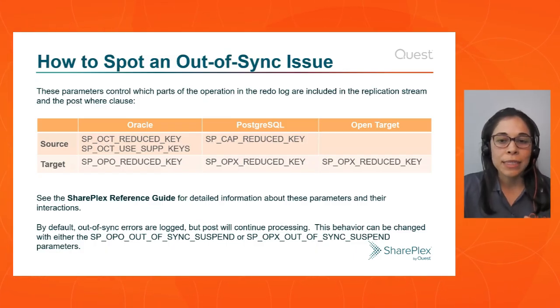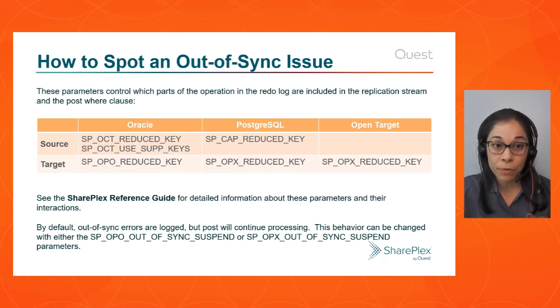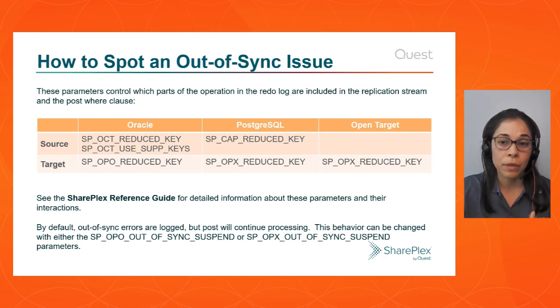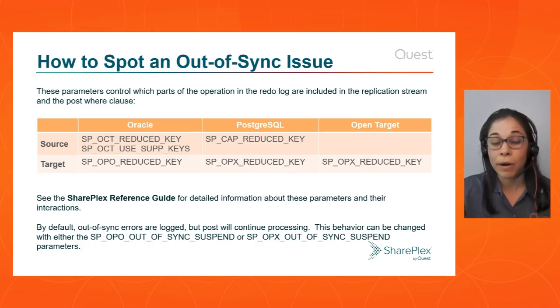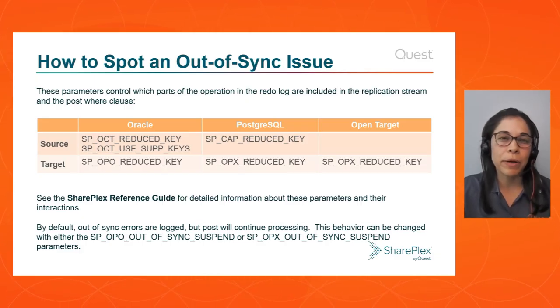Another piece of information that you can see here is that when SharePlex detects an out of sync event, by default it logs the error and continues processing. However, it offers options for handling this through some parameters. For instance, the post parameter SP_OPO_OOS_SUSPEND, and for open targets, the SP_OPX_OOS_SUSPEND. We will see these parameters later during the presentation for more information.